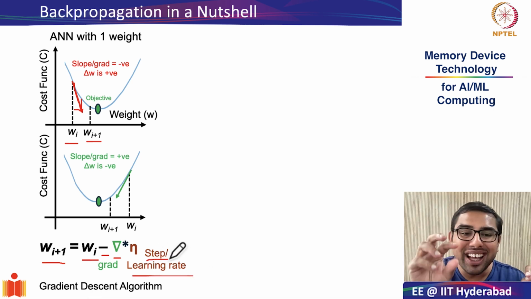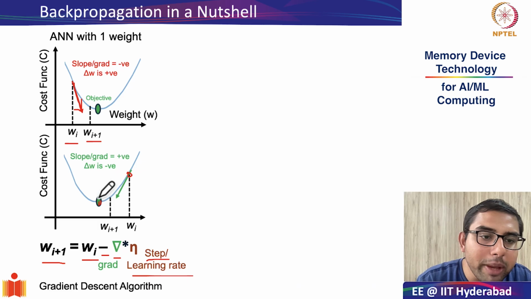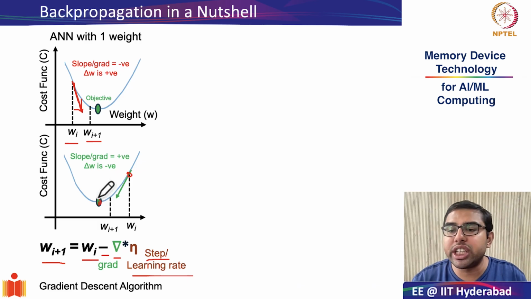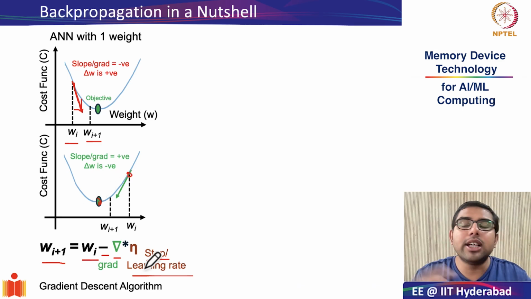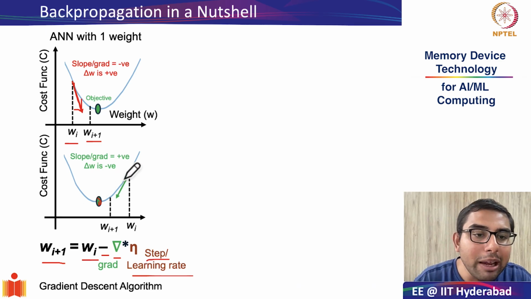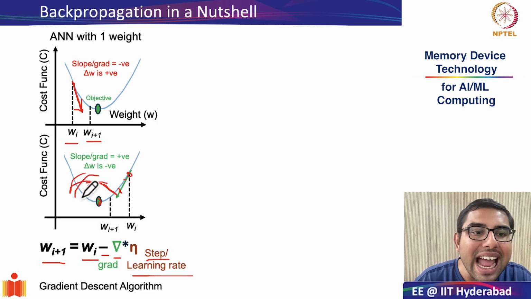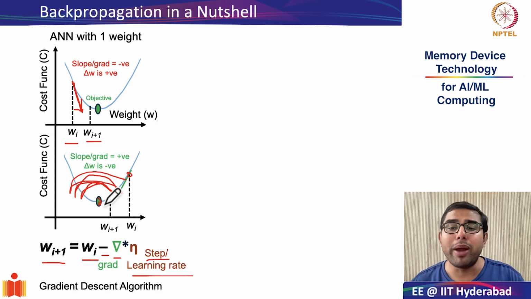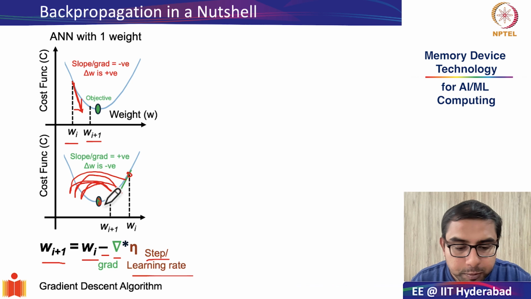So if the learning rate is too tiny, then what will happen? To come from this position to the local minima, you will take many iterations and your learning will be painfully slow. However, if the learning rate is very large, you will just keep bouncing off the negative gradient and the positive gradient without ever converging to the local minima. Therefore, the learning rate has to be very carefully optimized.